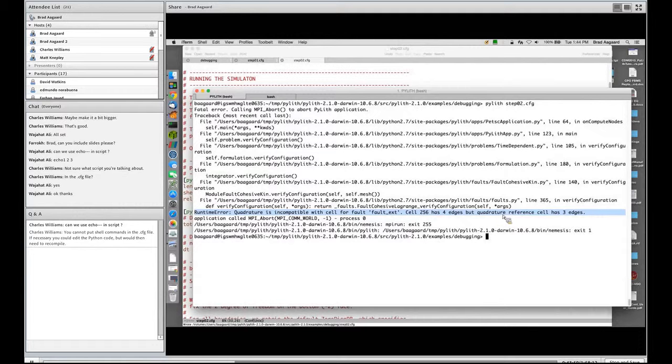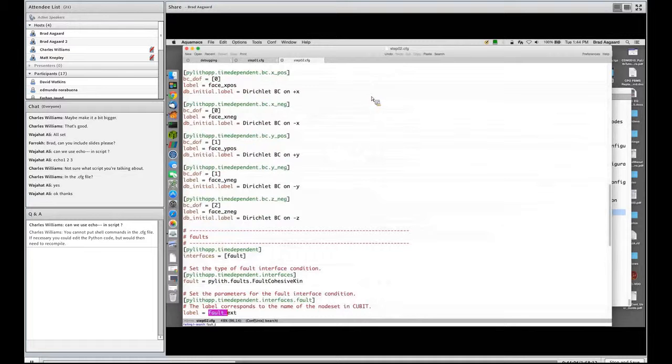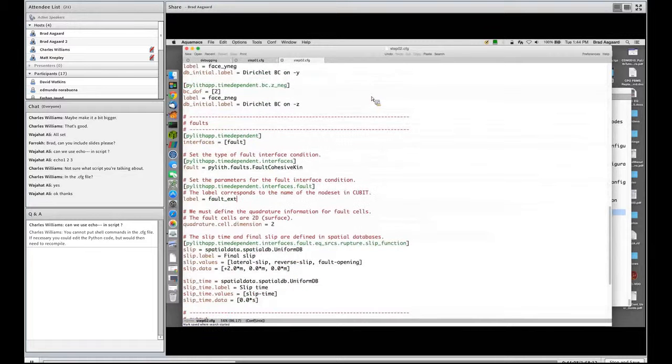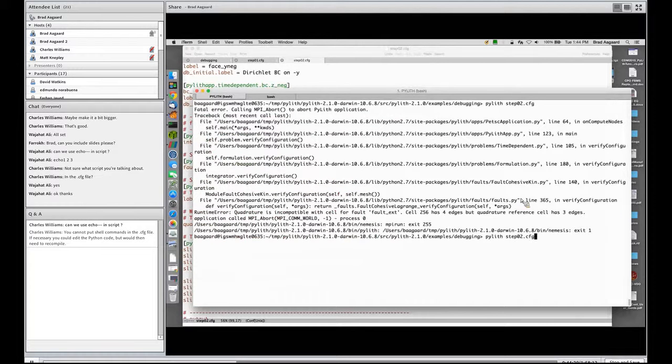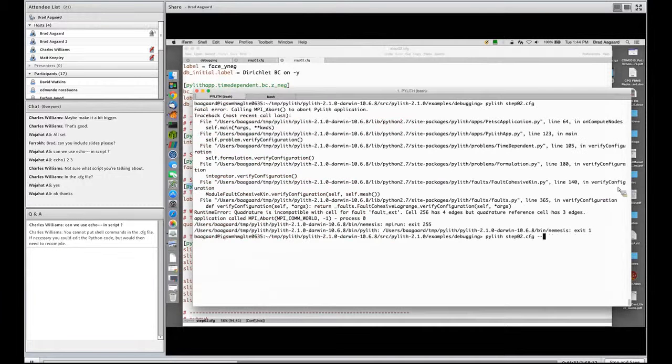So let's go look at fault_ext. And I see quadrature cell dimension 2. So let's see if I can get PyLith help on this. I need to see where I am in the hierarchy here. So here is my hierarchy. Let's see if I can get some help here.